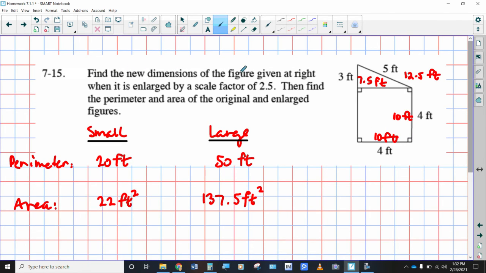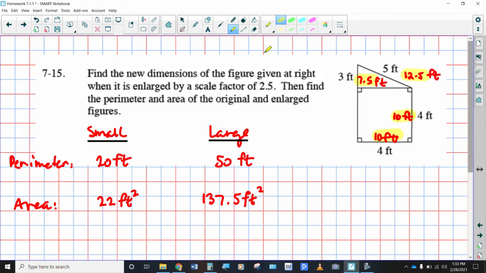All right, find the new dimensions of the figure given at the right when it is enlarged by a scale factor of 2.5. Then find the perimeter and area of the original and the enlarged. So scale factor is equal to 2.5, which means that every one of these side lengths you need to multiply times 2.5. So 4 times 2.5 is going to be 10. So those two are now 10. 3 times 2.5 is 7.5, and 5 times 2.5 is 12.5.